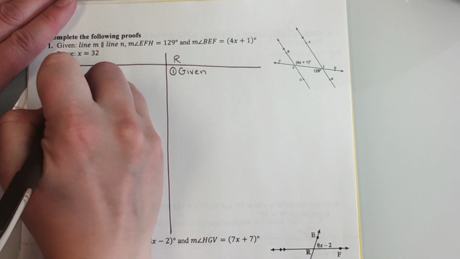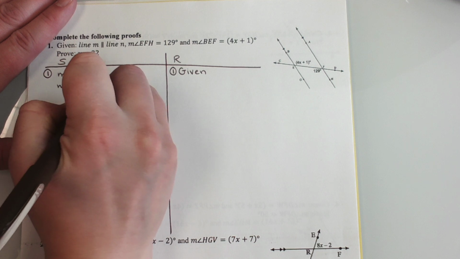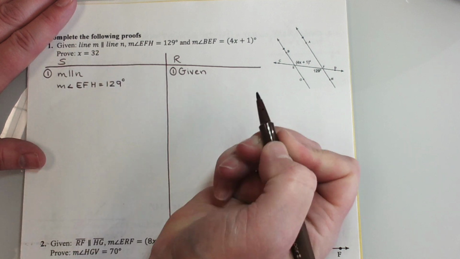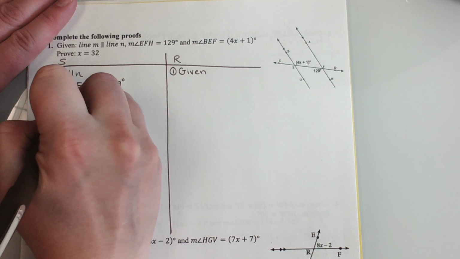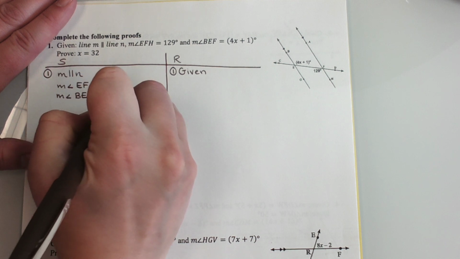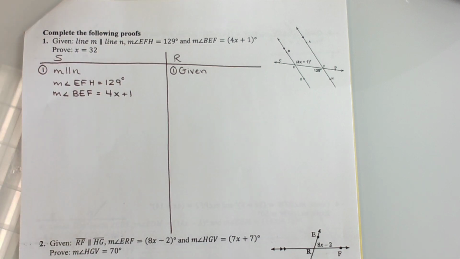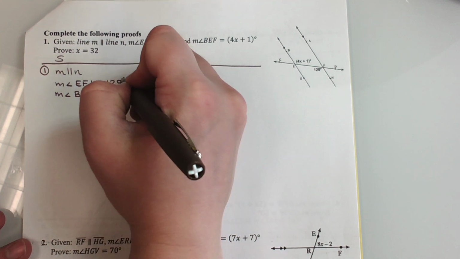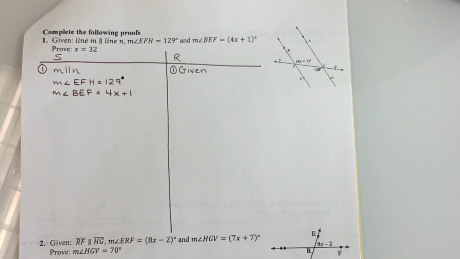Measure of angle EFH equals 129 degrees is a given, and the measure of angle BEF equals 4x plus 1. Remember, you don't actually need the degree symbol going into the proof itself. I don't know why I actually wrote it on the 129. And you also don't need the parentheses if their only purpose is to hold that degree symbol.